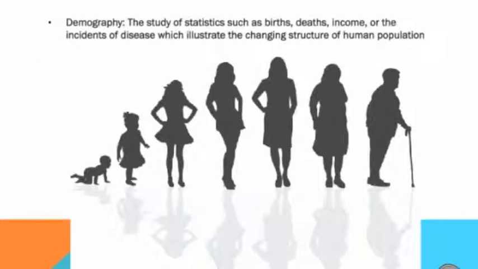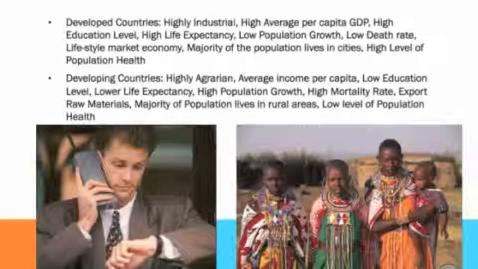Demography is the study of statistics such as births, deaths, income, or the incidence of disease which illustrate the changing structure of human population. Demography is used a lot in government, in policy making, and things of that sort. It can also be very important in disease control and other things.